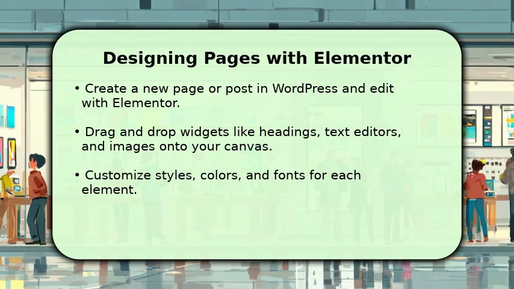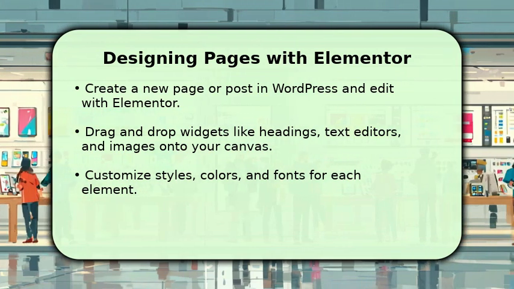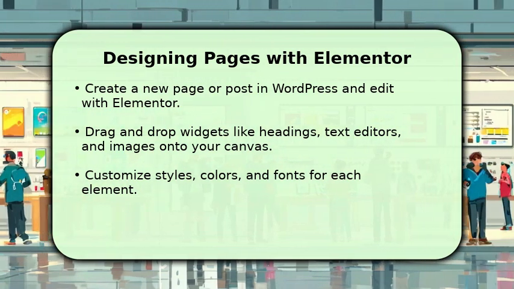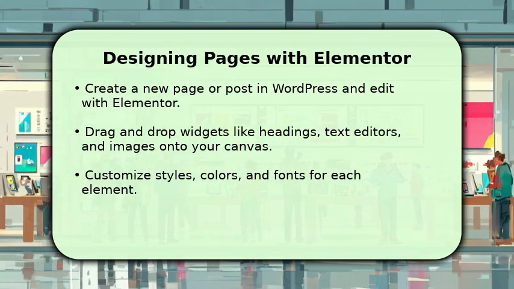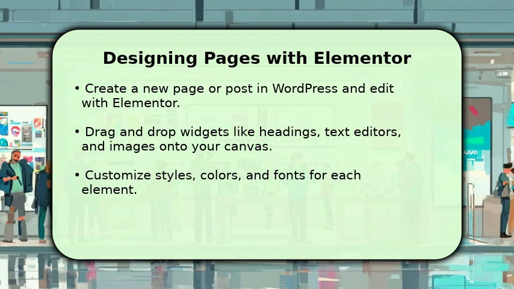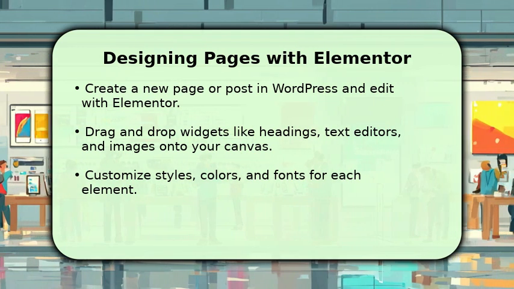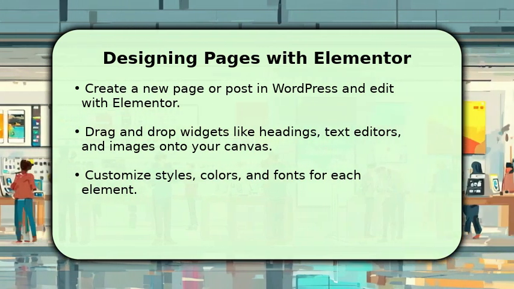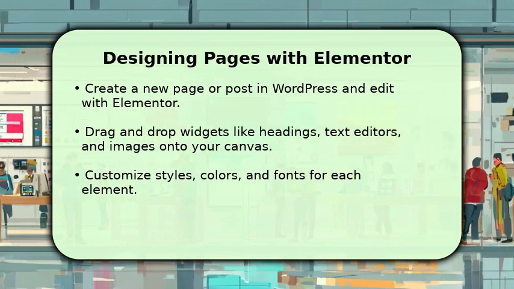Create a new page or post in WordPress and click Edit with Elementor. You'll see a blank canvas and a panel of widgets. Simply drag and drop elements like headings, text blocks, and images onto your page. You can then customize each element's appearance, adjusting colors, fonts, and spacing with just a few clicks. This intuitive drag-and-drop interface makes building beautiful layouts incredibly straightforward, even for beginners.